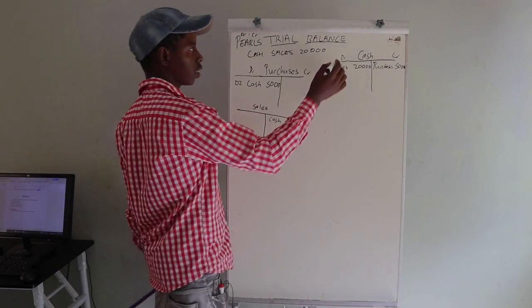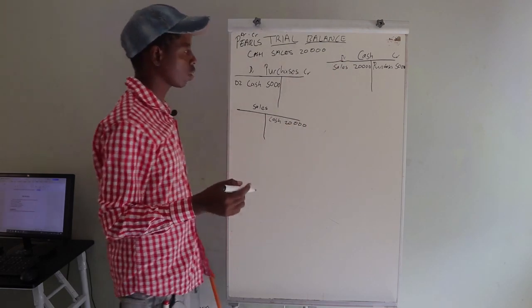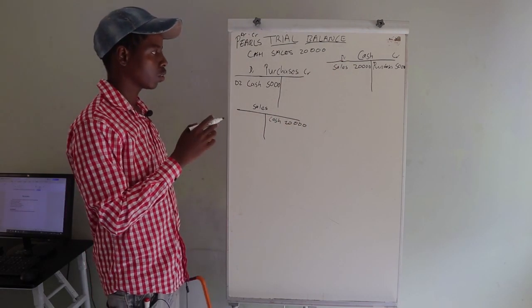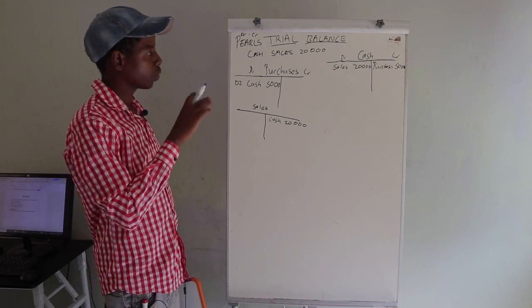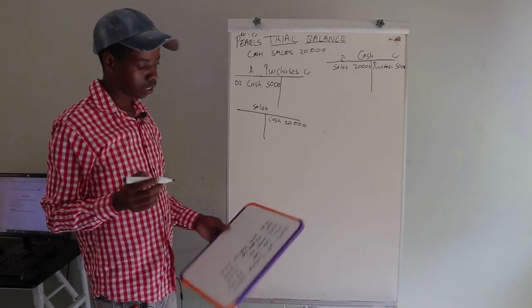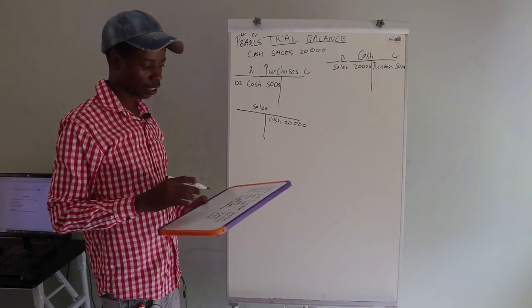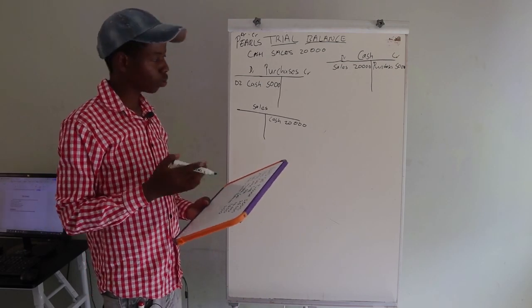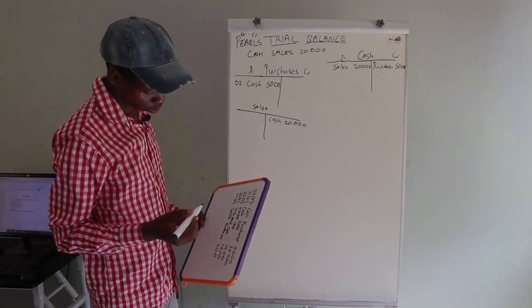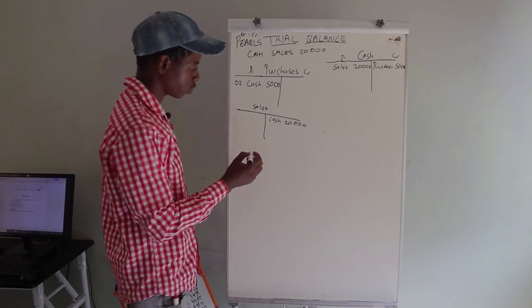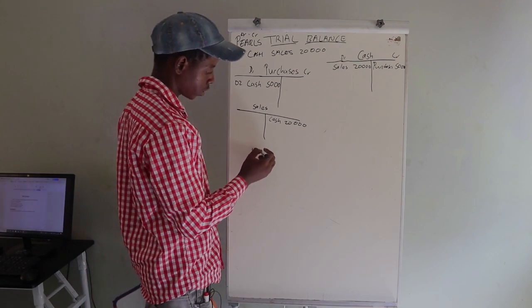20,000, right? We are done with sales account. Now we come again and look at the next transaction, wages. So wages were paid by cash, right? So it was 1.4. We've got wages, right?